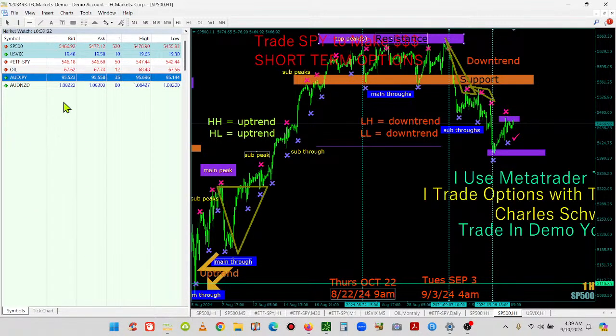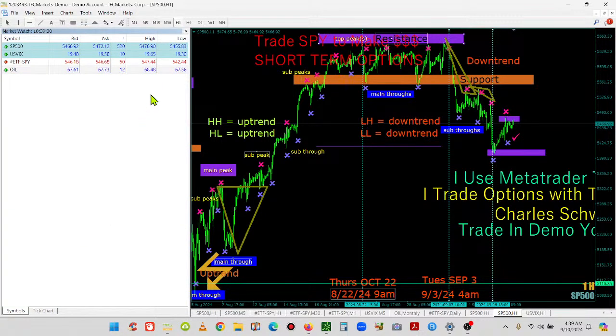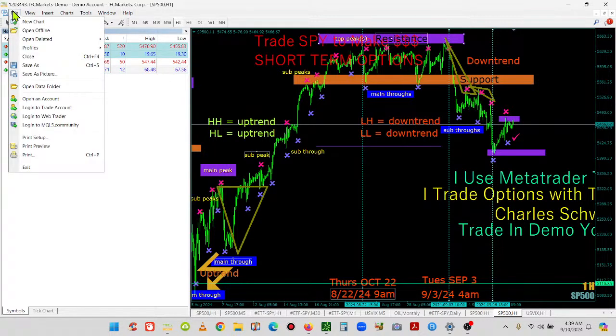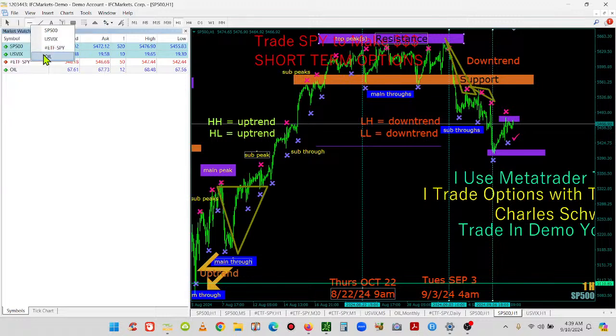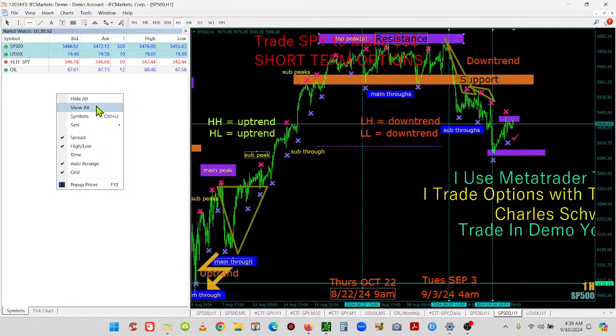Because you don't want data coming into your computer and bogging it down. Now that I've selected Hide All, there are not very many symbols. Watch what happens when I choose New Chart after Hide All. Look, there's only these ones available. That's why you have to select Show All, because you might not see what we're going to trade.